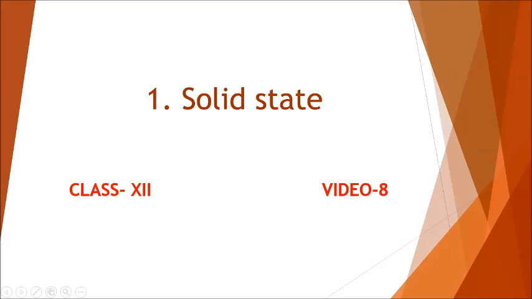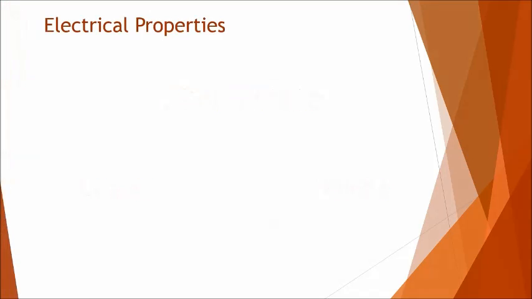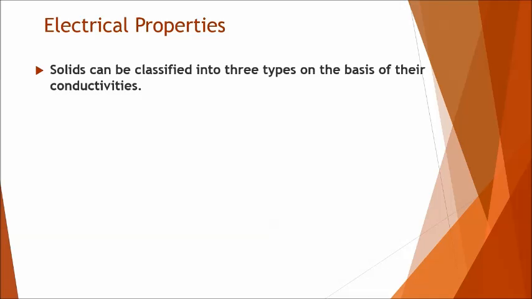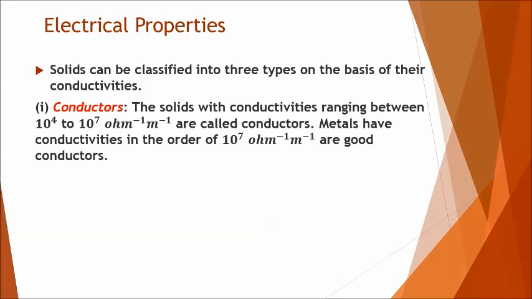Welcome to the 8th session of our Chapter 1 Solid State. Today we will discuss the electrical properties of solids. Solids can be classified into three types based on their conductivities. First one is conductor, then insulator, and semiconductor.